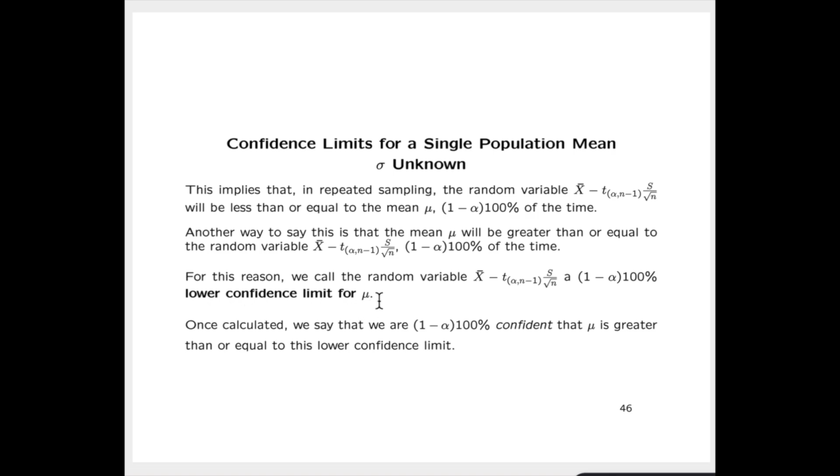This is very similar to when we assumed that we knew the population standard deviation sigma. The only difference now is that we don't know sigma, so we're having to estimate it using the sample standard deviation. And this interval coefficient does not come from the standard normal table, but from the t-table. But that's really the only difference. Overall, the idea is exactly the same. Once we have a sample and have calculated this lower confidence limit for mu, we say that we are 1 minus alpha times 100% confident that mu is greater than or equal to this lower confidence limit.